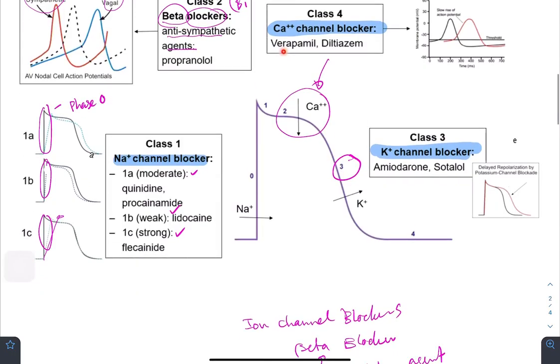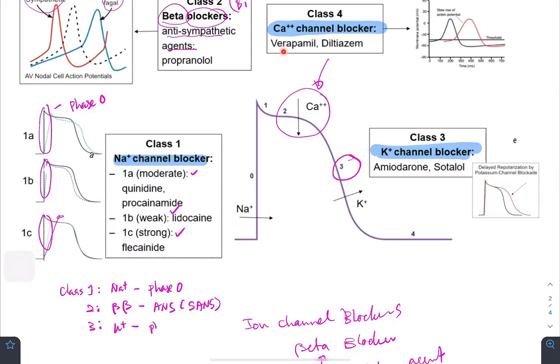So in summary, class 1 is sodium channel blocker, and it affects phase 0. Class 2 will be your beta blockers. Those basically affect your autonomic nervous system, especially your sympathetic autonomic nervous system. Class 3 would be your potassium channel blockers, and that will affect your phase 3.